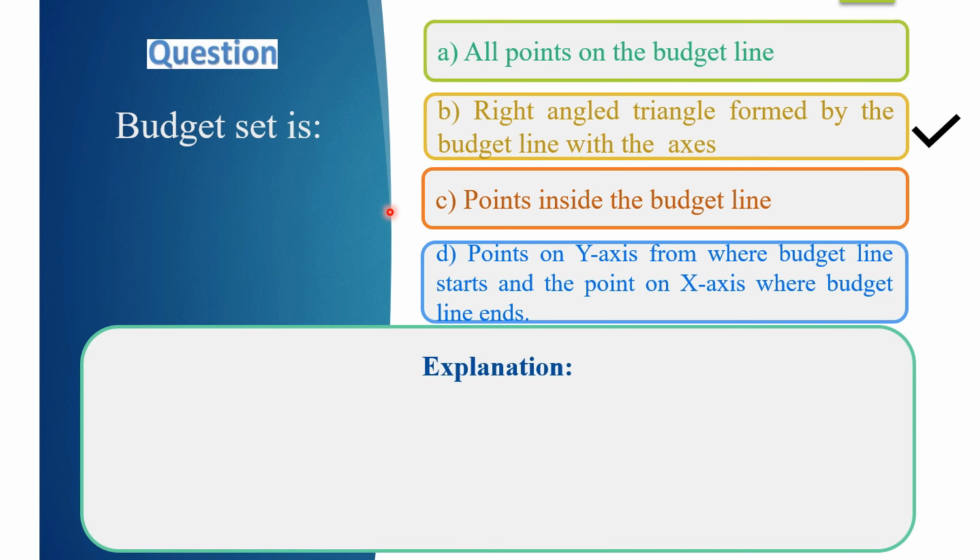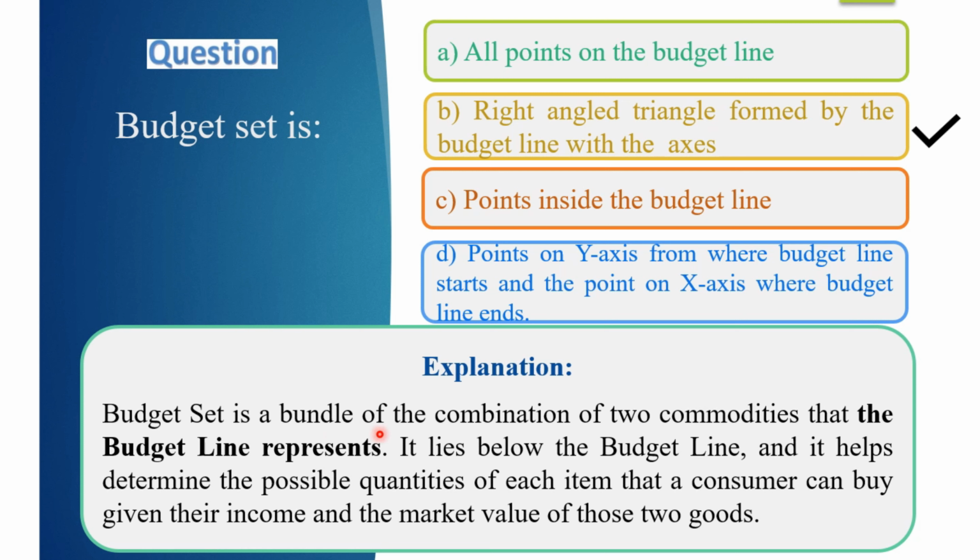Okay, so budget set. Actually, budget set is a bundle of combinations of two commodities that the budget line represents. It lies below the budget line and it helps to determine the possible quantities. ये help करता है उन possible quantities को identify करने में for each item that a consumer can buy given their income and the market value of those two goods. So the correct answer for the budget set is right angle triangle होता है formed by the budget line, जो कि budget line से form होता है with the axis.